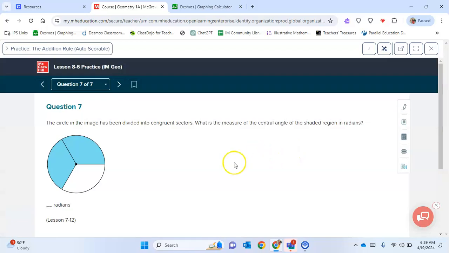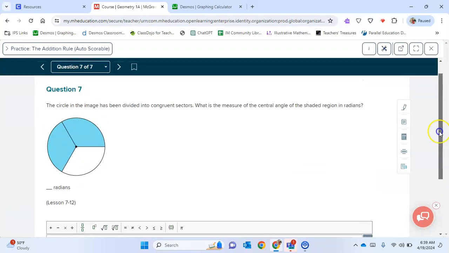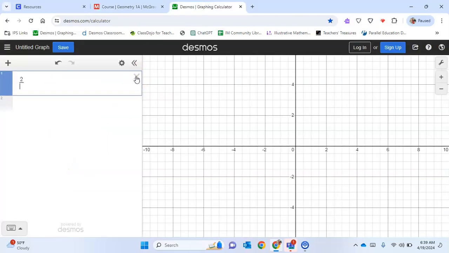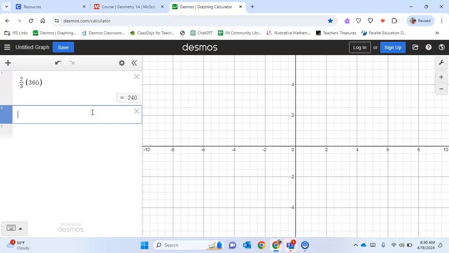Question 7. The circle in the image is divided into congruent sectors. What is the measure of the central angle of the region in radians? All right, so the whole circle is 360 degrees. 2/3 is shaded. 2/3 of 360 is 240. So 240 degrees to radians, that would be 240 times pi over 180.